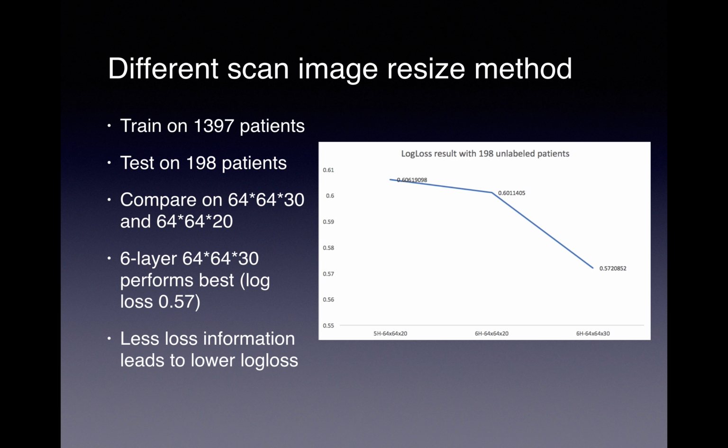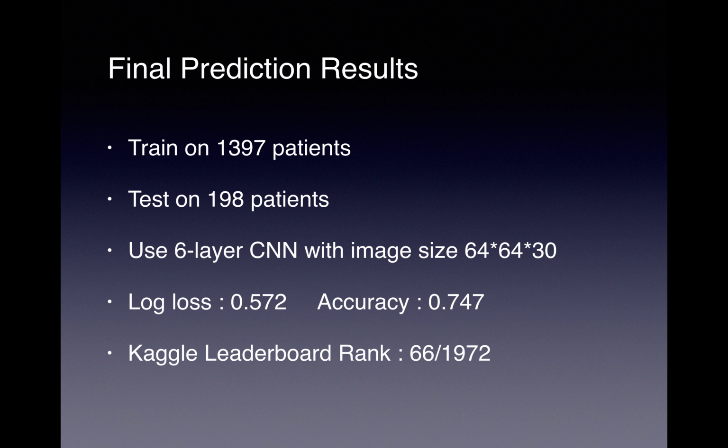So finally, we choose the CNN with 6 hidden layers and resize the data into 64 times 64 times 30 size. And the final prediction result is shown in this slide. We train the CNN using all the training data and test the prediction result with around 200 unlabeled patients. We obtain 74.7% accuracy. The log loss is 0.572, which approximately ranks 66 out of nearly 2,000 teams on the Kaggle leaderboard.